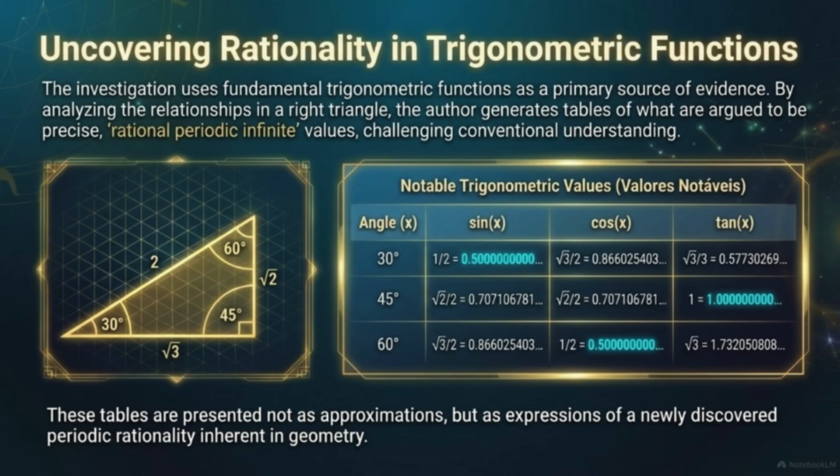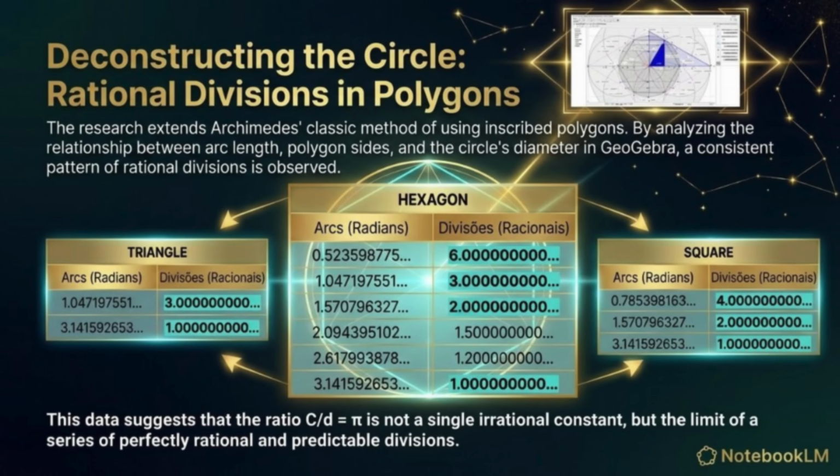And get this, the re-examination even extends to the classic method of Archimedes. By using GeoGebra to analyze polygons inscribed inside a circle, the author sees a consistent pattern of what are described as rational divisions. This data is then used to suggest that the ratio of circumference to diameter, pi itself, isn't an irrational constant, but the limit of a series of perfectly rational and predictable divisions.